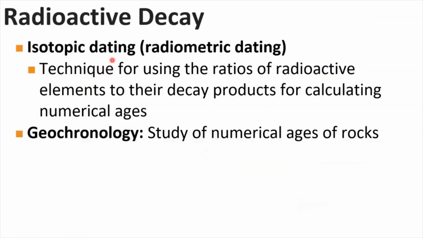Now, when we talk about isotopic dating or radiometric dating, this is a technique for using the ratios of the radioactive elements to their decay products for calculating numerical ages. And we'll talk about half-life in a minute. And in geology, there is a specific field of study that focuses on isotopic dating using these radioactive isotopes called geochronology, chrono meaning time. And so this is a study of numerical ages of rock. So absolute age dates, those years, like what we say 113 million years old, that is obtained using geochronology.